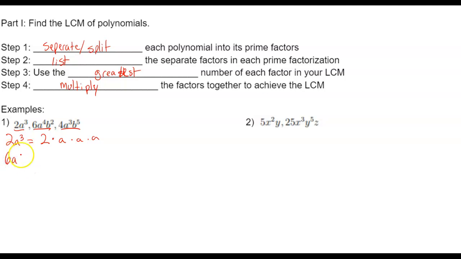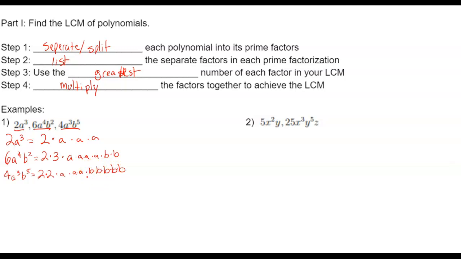The prime factors of my second expression are, 6 can be broken into 2 and 3. 2 times 3. Both of those are prime factors. Times a times a times a times a. And then I get my b's, b times b. Okay? And then finally I have 4a to the third times b to the fifth, which is equal to, 4 can be broken down into two prime factors, 2 times 2, times a times a times a. I have 3 a's, and then 5 b's. B, B, B, B, B.